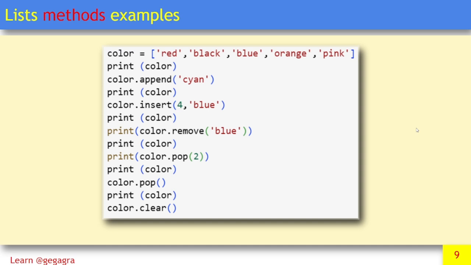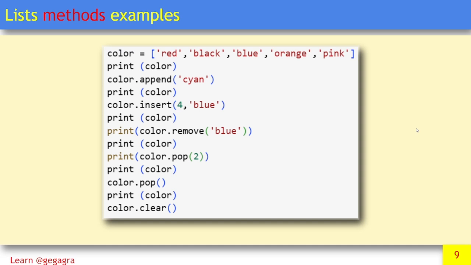When you say print color pop 2, counting 0 1 2 from this list, if I apply this function color dot pop 2, it will return blue. Print color pop means the last value is returned. Print color, so it will print the last value. And color dot clear will print an empty list, meaning there will be no value in color.